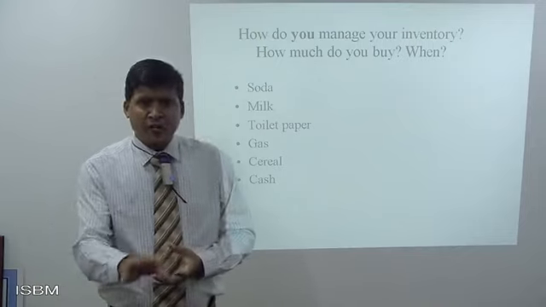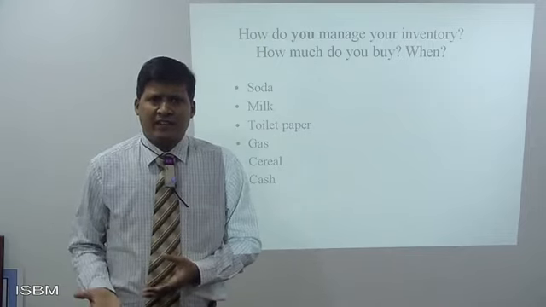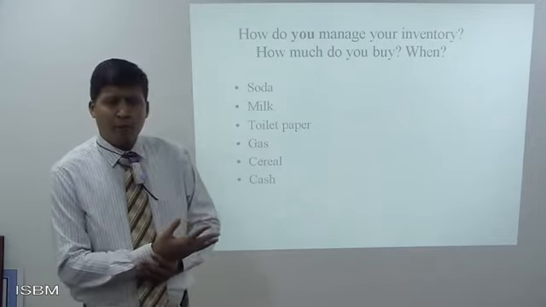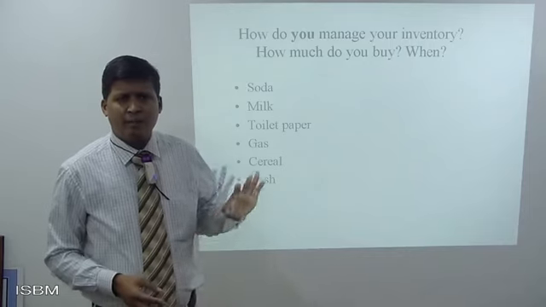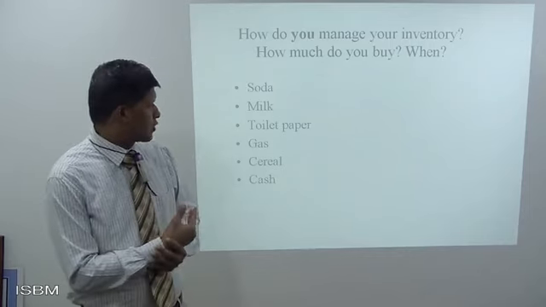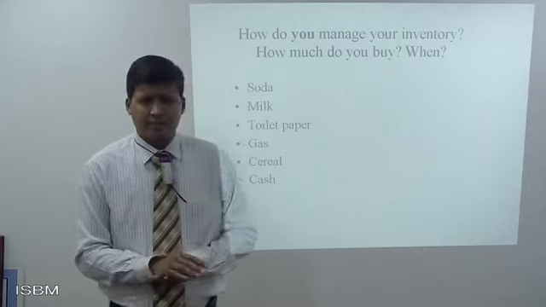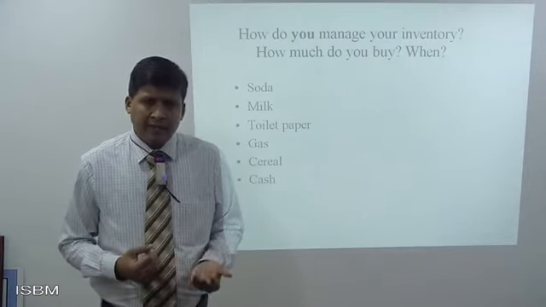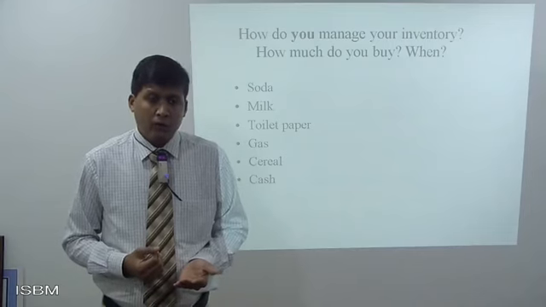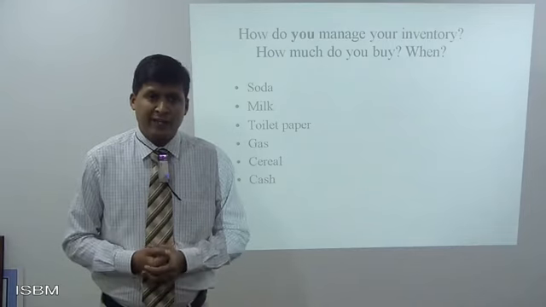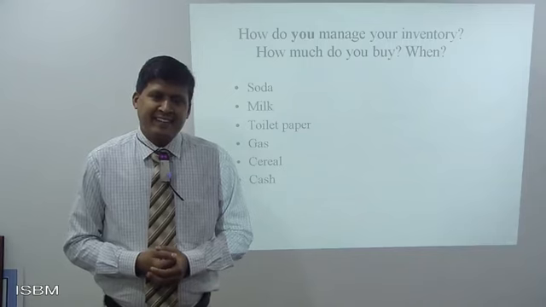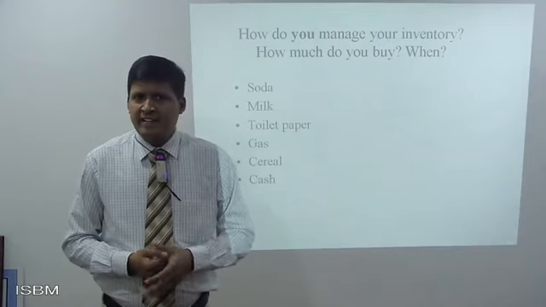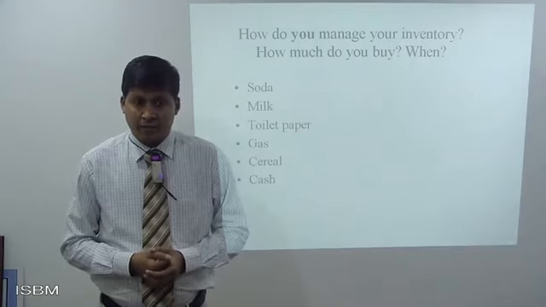How do you manage your inventory at an individual level or our inventory? Let's take an example. How much do you buy and when? Now let's take simple household products like soda, milk, toilet paper, gas, cereals, whatever. Let's take an example of milk. You know that milk is a daily consumable product for every household, for a lot of them I mean to say. So tell me, how much inventory do you keep of milk as a reserve?